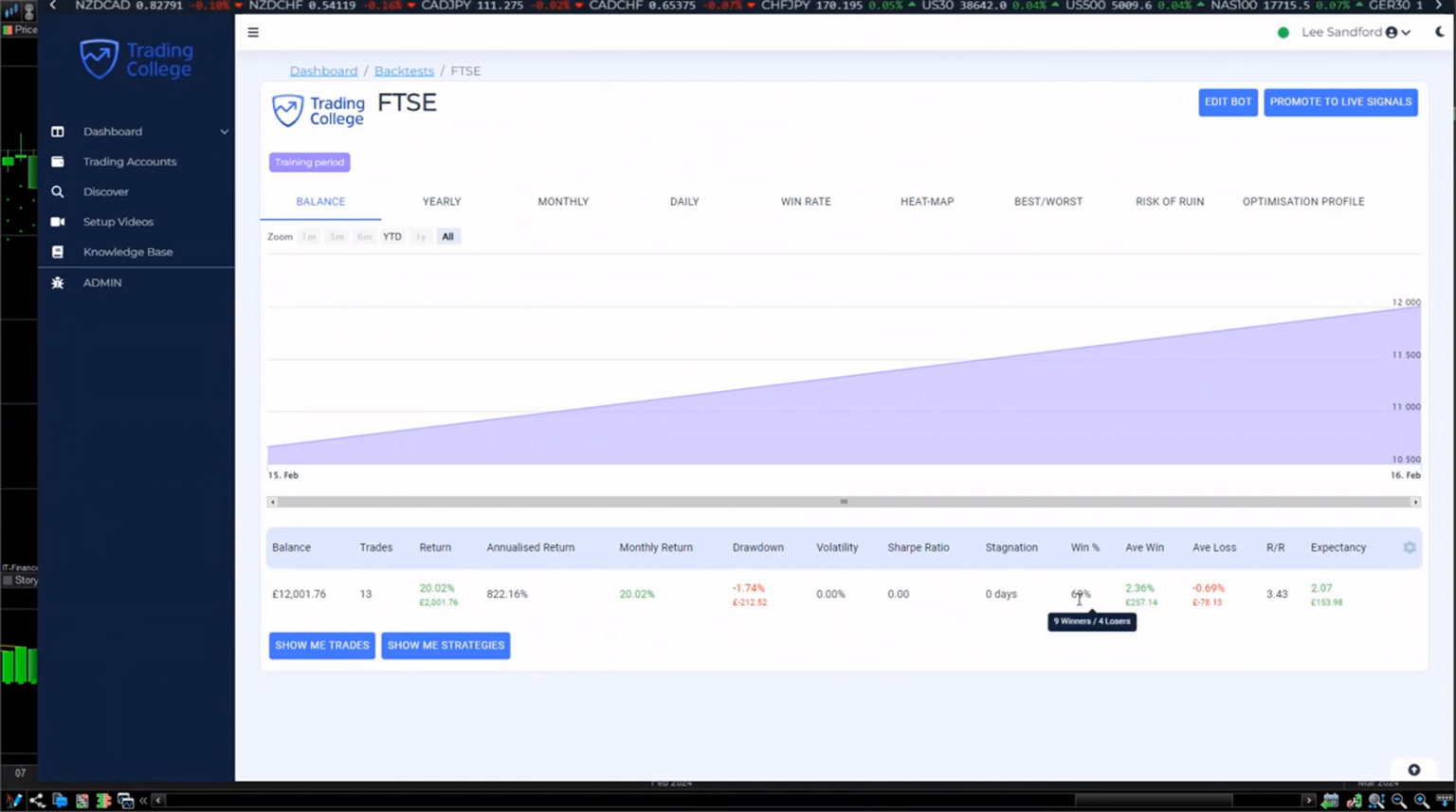Nine winners and 4 losers. That's fine. Average loss was £78. Average win was £257.14. Good risk reward on this one, 3.43, which was very nice indeed. On some of the trades, you actually got more reward, which was outstanding. And that's what the bot does for you. So we had £2,000 profit, trading the FTSE in a very simple process.